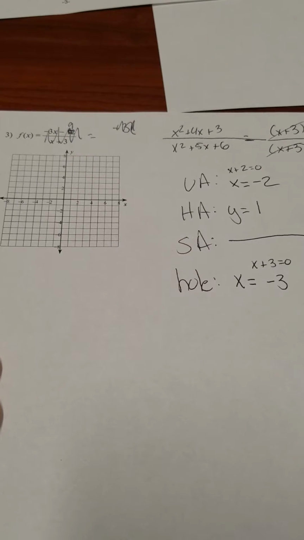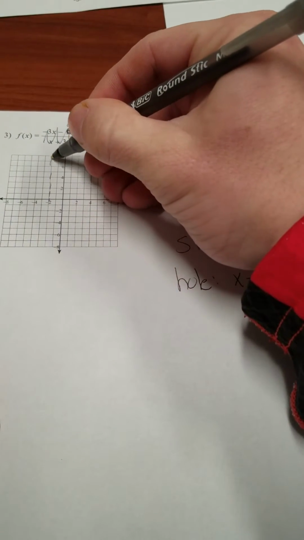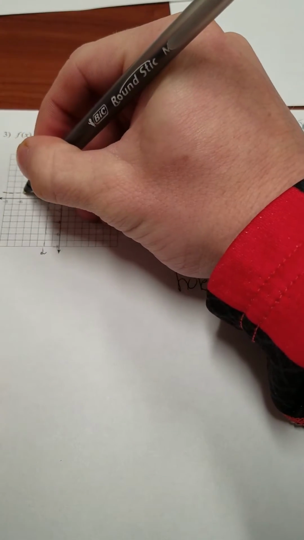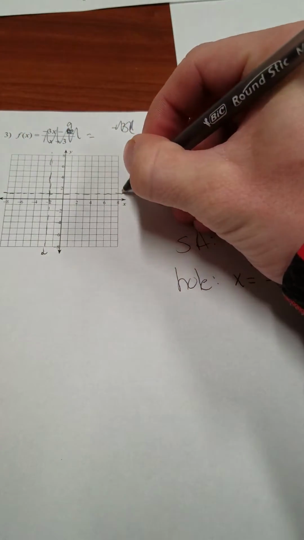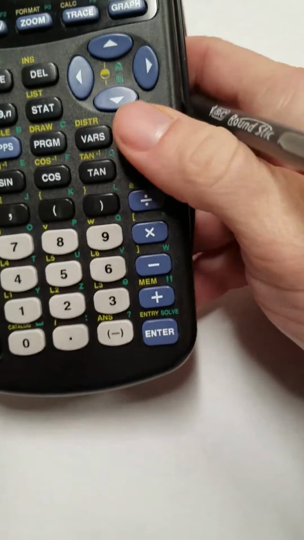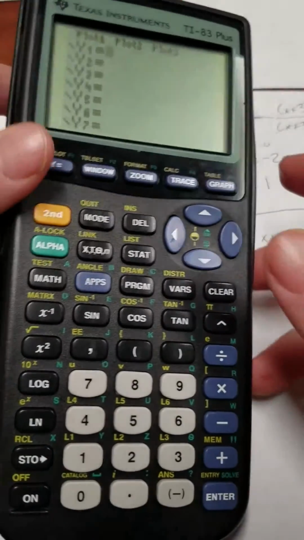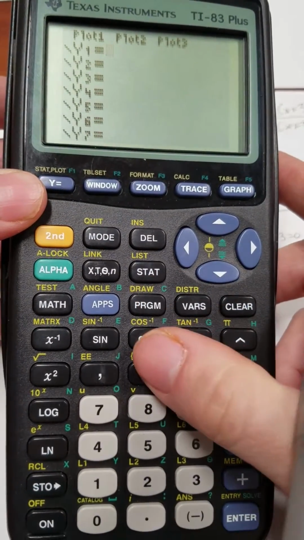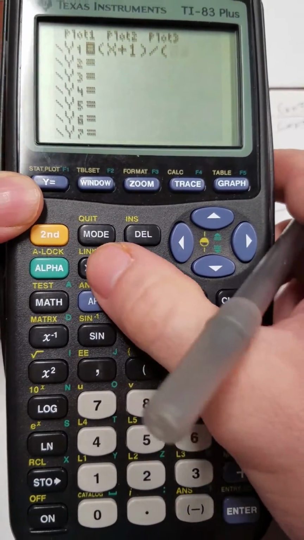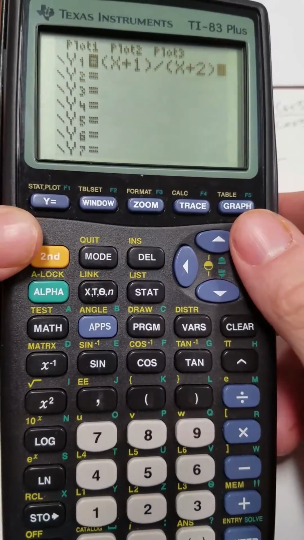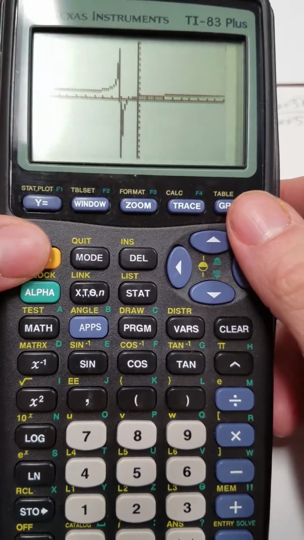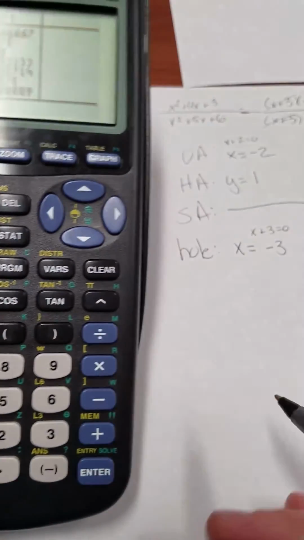Now, very, very important thing here. We're going to put in our vertical asymptote at x equals -2. We're going to put our horizontal asymptote at y equals 1. Now, something very important. When typing it into the calculator, you are not going to use the original function. You are going to use what was left over after we canceled. So x plus 1 divided by x plus 2. Okay? That is actually what you're going to use. Hit the graph button, and it'll show you a sketch of what's going on.